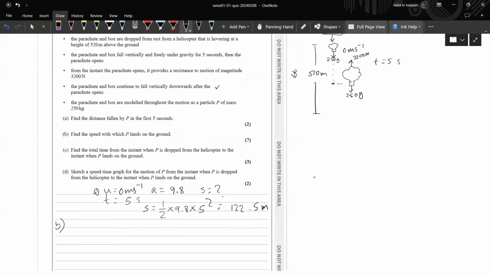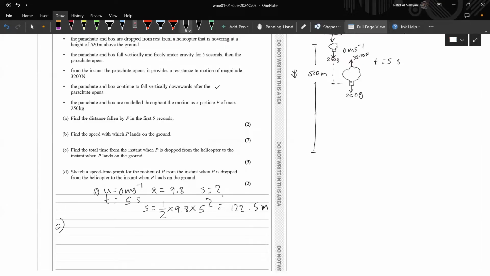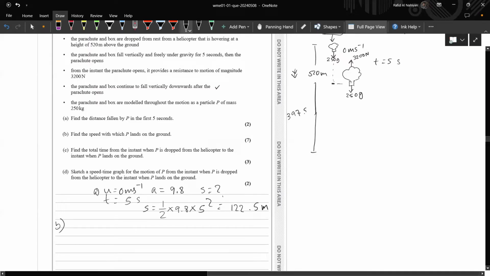I already know after 5 seconds, it has fallen a distance of 122.5 meters. So what's the remaining distance? The remaining distance is 520 minus 122.5, which is 397.5 meters. Okay, so I'm going to consider this to be a separate motion.